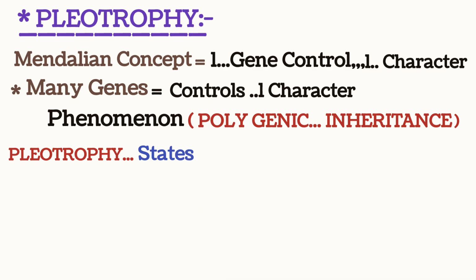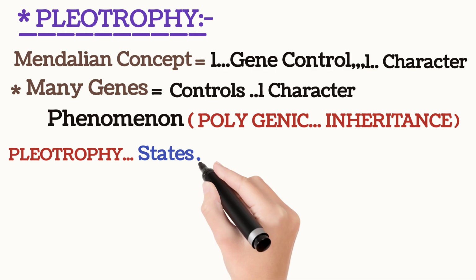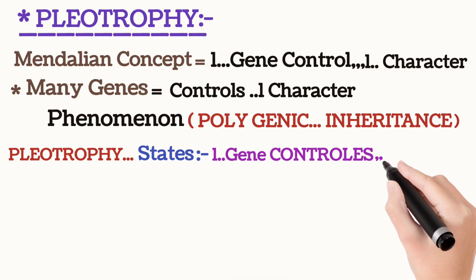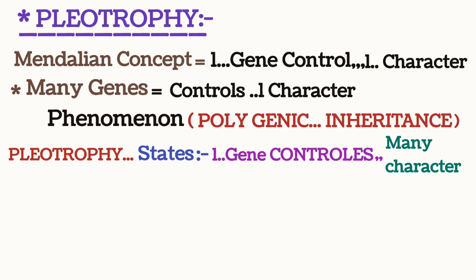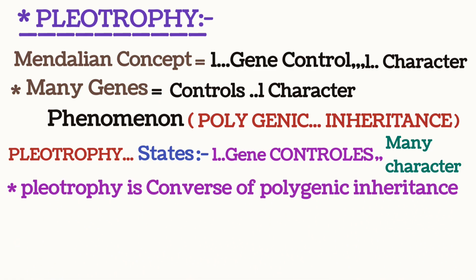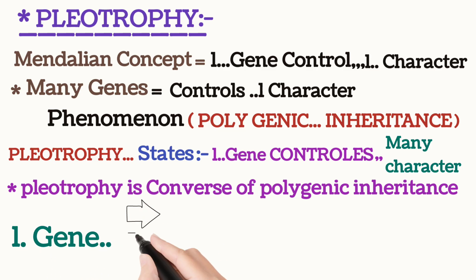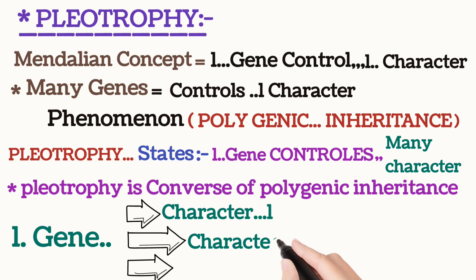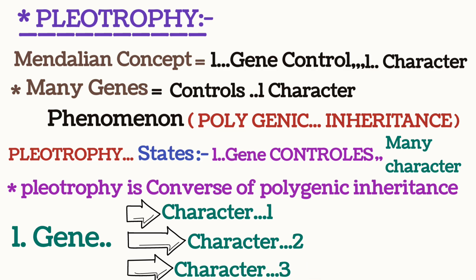Here pleiotropy states, when one gene can control many characters, or we can say many phenotypes or many traits, the phenomenon is known as pleiotropy. So we can write here, pleiotropy is the opposite or converse of polygenic inheritance. Now let us consider one gene. For example, the gene controls three characters. Character number 1, second character, and character number 3. So this is the pleiotropic gene.